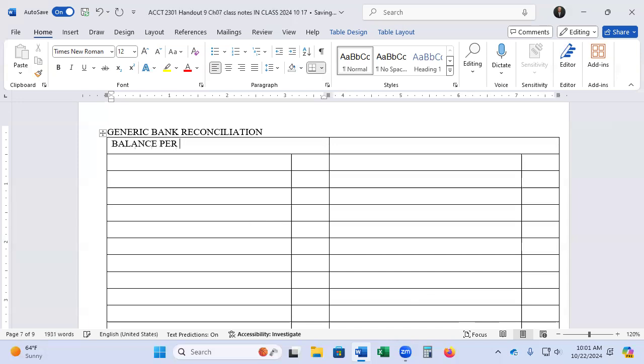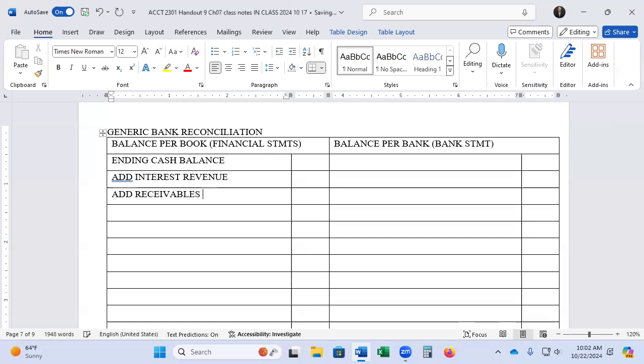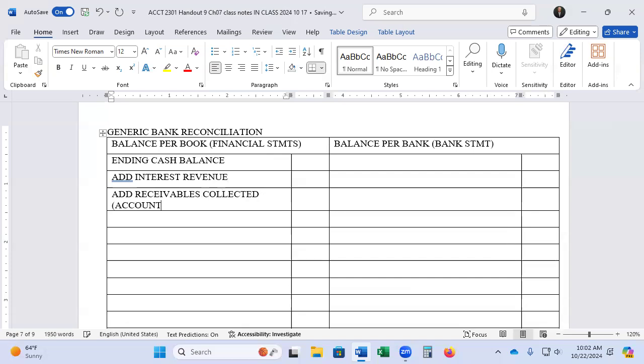You have balance per book, which is from your financial statements. And then you have balance per bank, and this is from the bank statement. And you start with the ending cash balance. Now keep in mind, they have multiple accounts, right? This isn't going to be the cash for the whole company. This is the cash balance for that account. And then you would add interest revenue. Add receivables collected. These can be accounts or notes receivable collected.